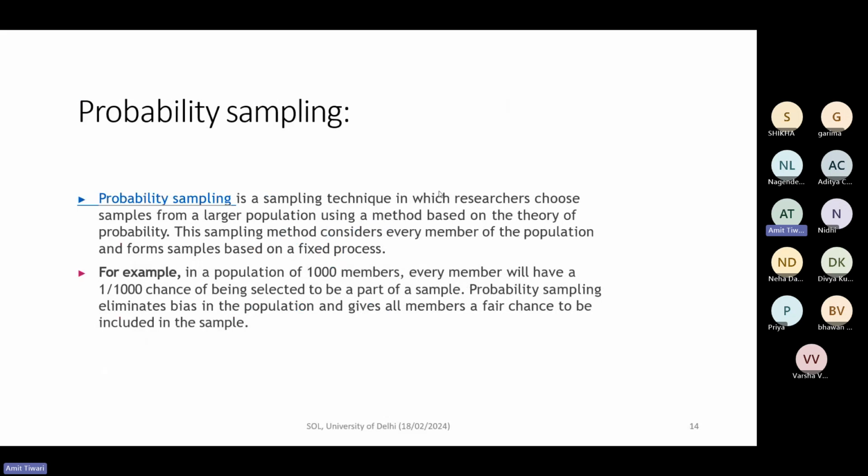Since I had discussed this in the previous class also, I will not take much time. Another example given here is a population of 1000 members. Every member will have a 1 by 1000 chance of being selected to be part of the sample. The advantage of probability sampling is that it eliminates the bias in the population, and every element of the population will have a fair chance to be included in the sample.